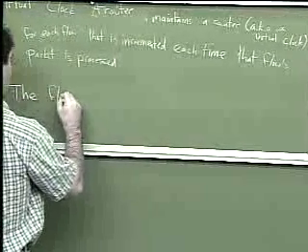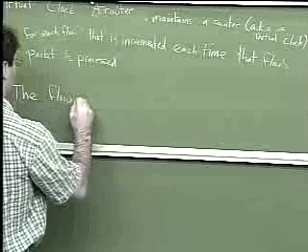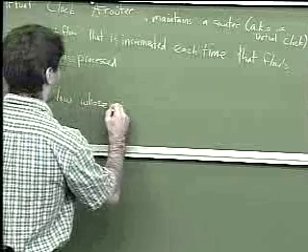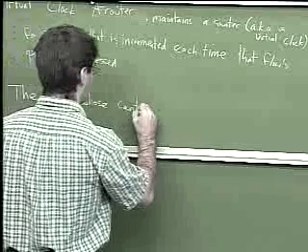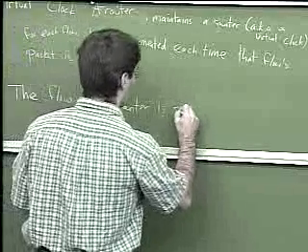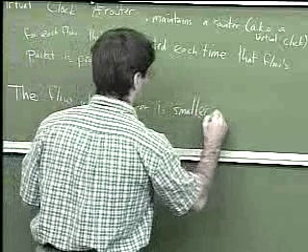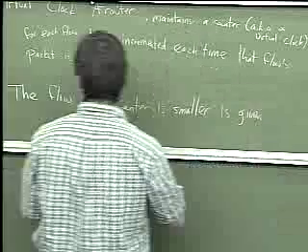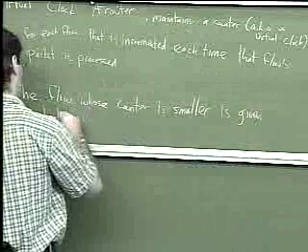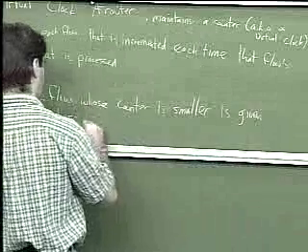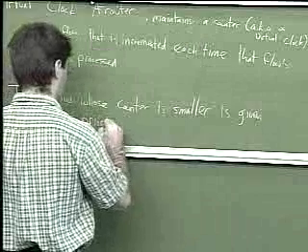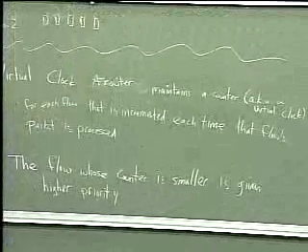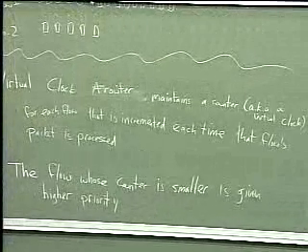Each flow whose counter is smaller is given higher priority. Okay?